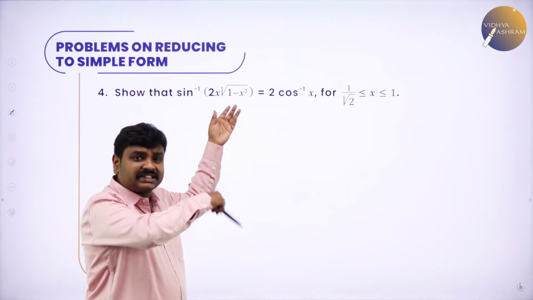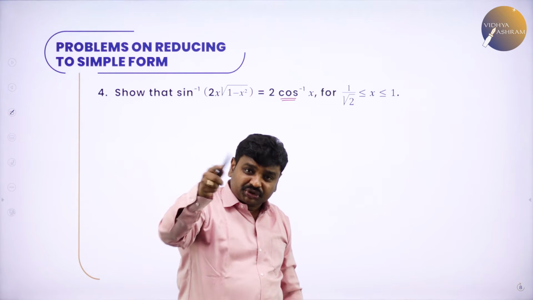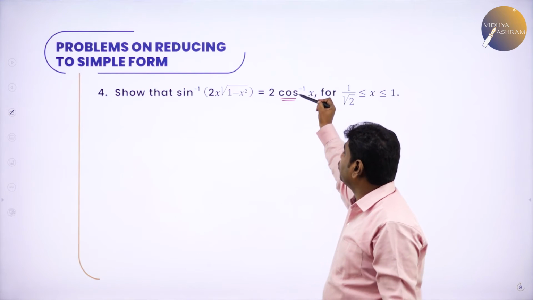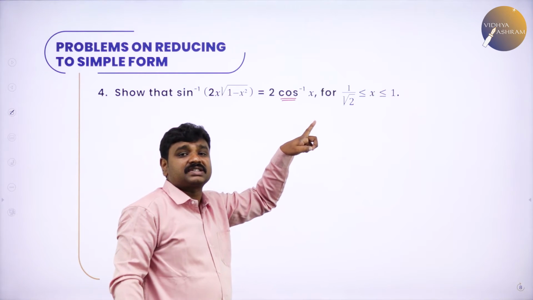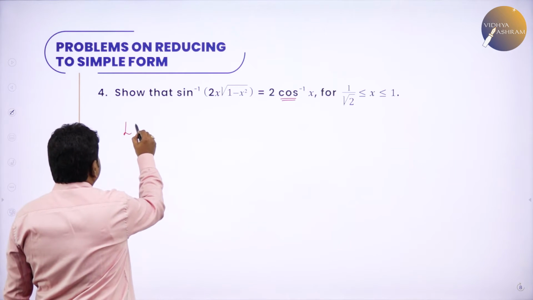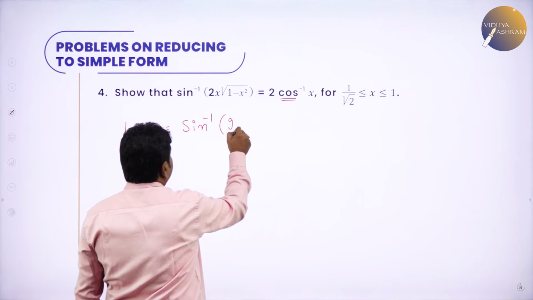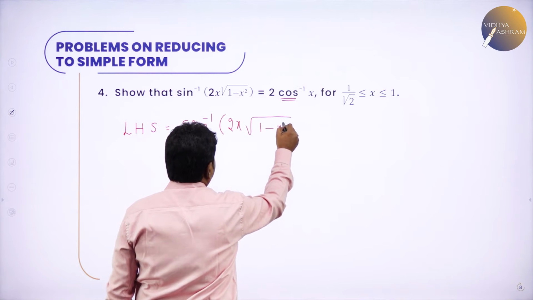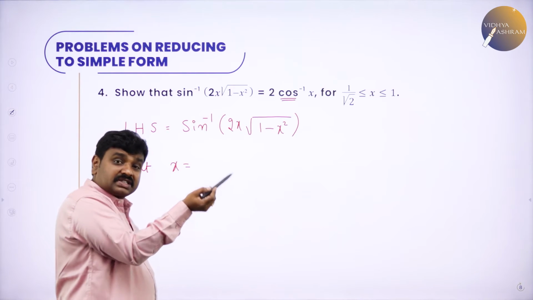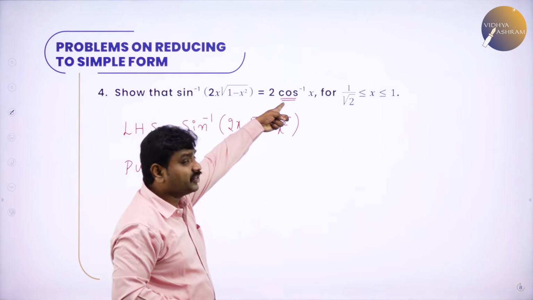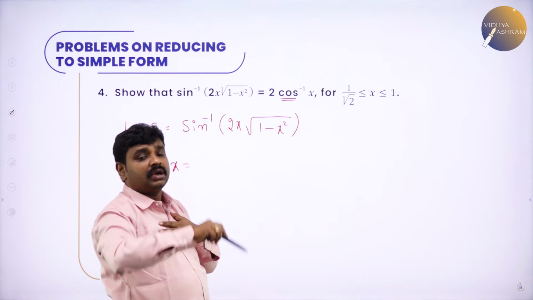Show that, same problem. The LHS is the same, but the RHS is cos inverse x. So before you start proving, before you start substituting, observe the RHS. The RHS will help you to decide. So my decision is to put x as cos theta. Why? Because on the right side I can see cos inverse x. Now I will take the LHS, sin inverse of 2x divided by root of 1 minus x square, and put x is equal to what? Same problem we have done in the last case. I put x as sin theta, but now I am putting x as cos theta because the decision is made by the RHS, not by me. The RHS will guide me to decide what to put.